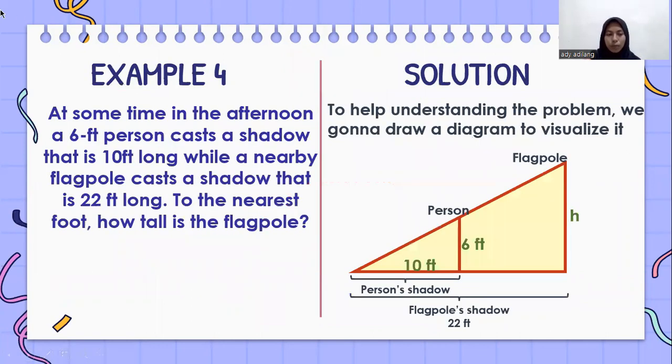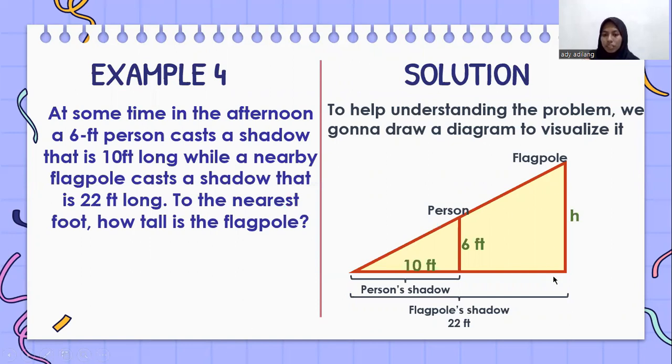Next, example number 4. At some time in the afternoon, a 6 feet person casts a shadow that is 10 feet long, while a nearby flagpole casts a shadow that is 22 feet long. To the nearest foot, how tall is the flagpole? So the solution is, to help understand the problem, we're going to draw a diagram to visualize it.